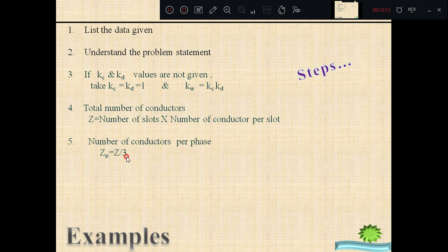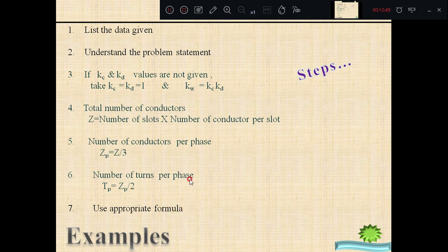Then the next step is, in the EMF equation you don't have Zp, you have Tp. From the Zp you have to find out Tp. We know that there is a relation between Zp and Tp: Zp is equal to 2 times Tp, therefore Tp is equal to Zp by 2. So you have to find the number of turns per phase, Tp, equal to Zp by 2, from the number of conductors per phase. Then use the appropriate formula and do the calculations.